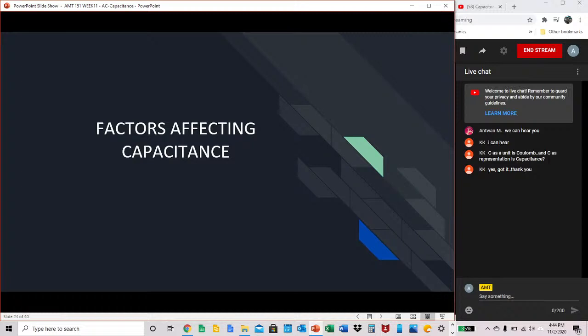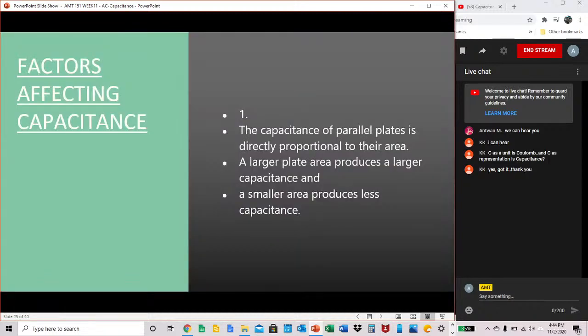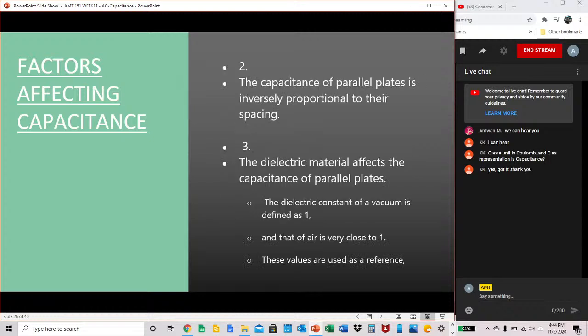Factors affecting capacitance. First factor: the capacitance of parallel plates is directly proportional to their area. A larger plate area produces a larger capacitance, and a smaller area produces less capacitance. Number 2, capacitance of parallel plates is inversely proportional to their spacing. Number 3, the dielectric material affects the capacitance of parallel plates.